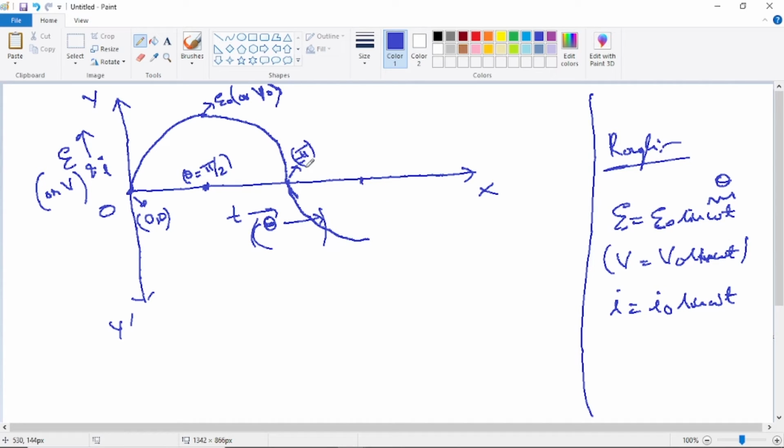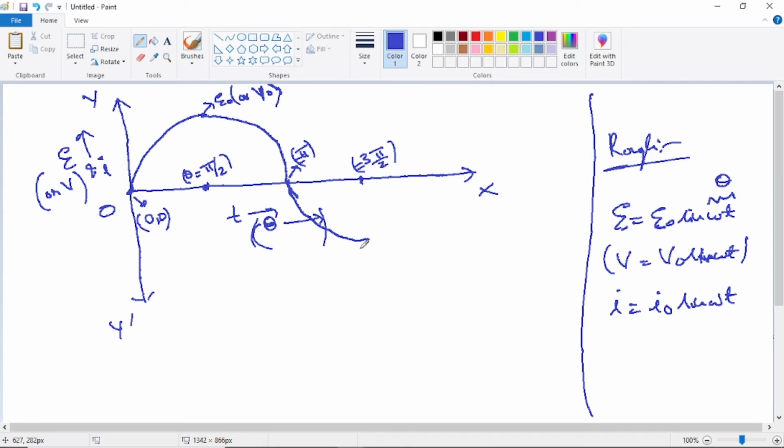And finally, once the angle reaches pi, which means 180 degrees, just remember, see the cursor, pi is 180 degrees. Once the angle increases by another 90 degrees, what happens? 180 plus 90 is 270. This is written as 3 pi by 2. So 3 pi by 2.